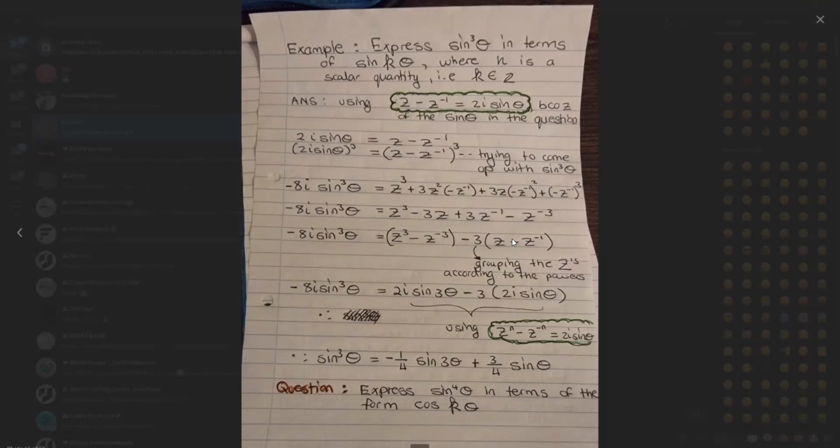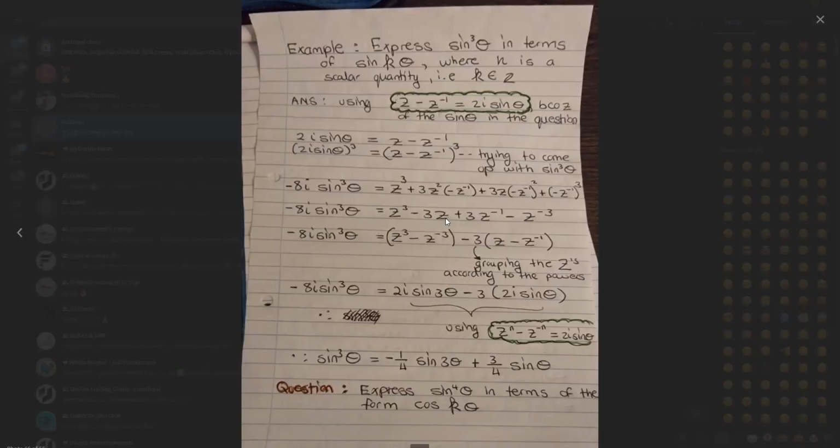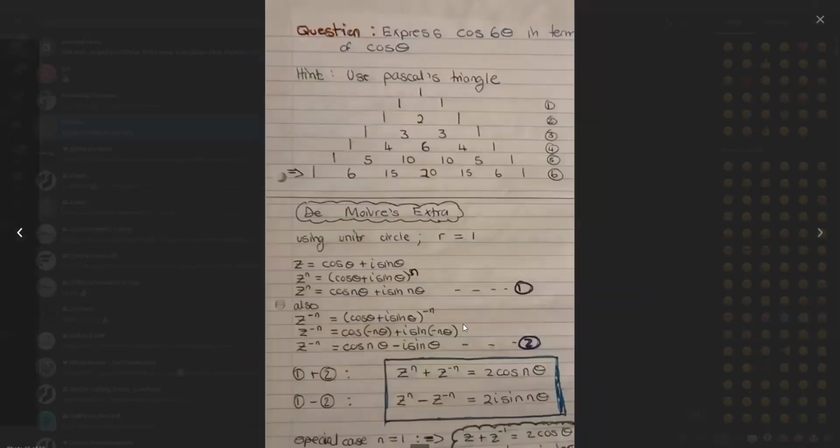Whenever there's a minus, it has to do with the sine. For example, you see here, minus: when you're subtracting two Z's, it has to do with the sine. If it's a positive, it has to do with the cosine. And then you have to also take into account the n's.